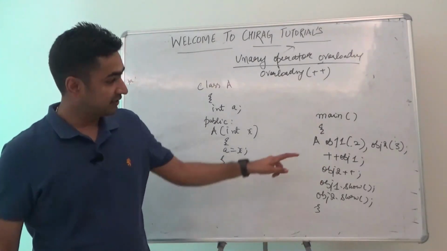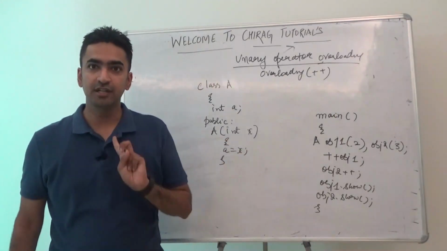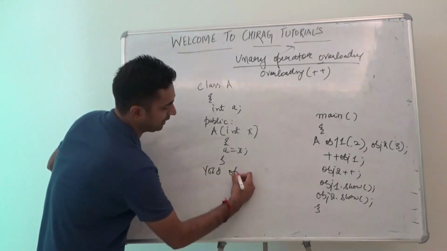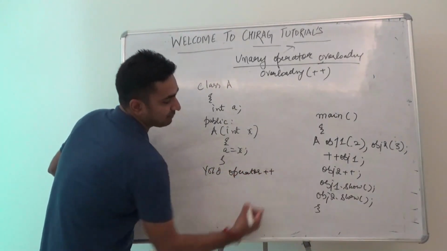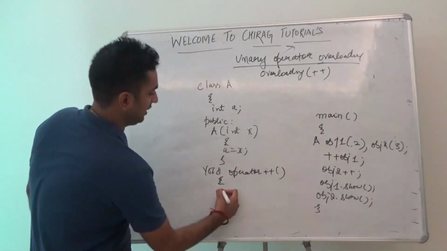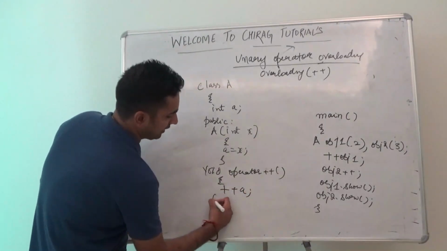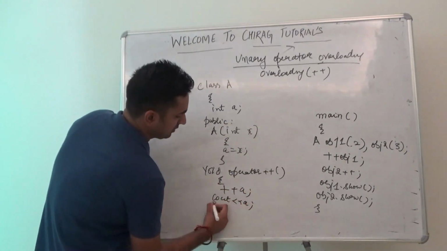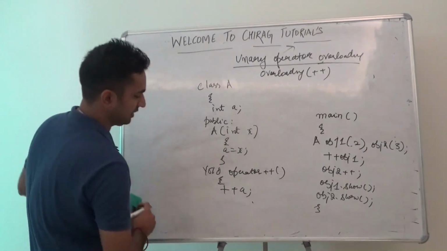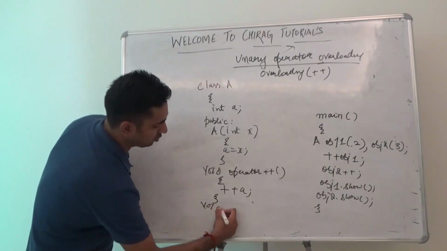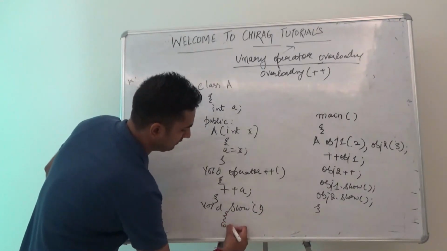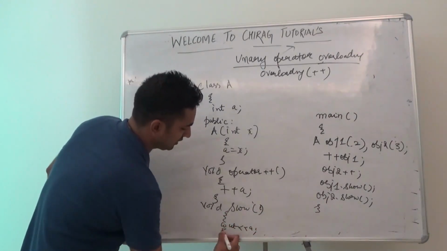What should I do? Firstly, they are not getting returned to any object, so the return type would be void. I write void operator plus plus over here, and I just increment plus plus a and write cout a. And in void show, I'm writing cout a, and I'm closing this class.